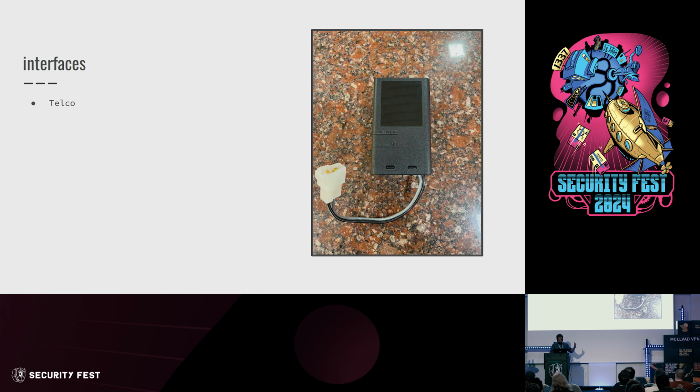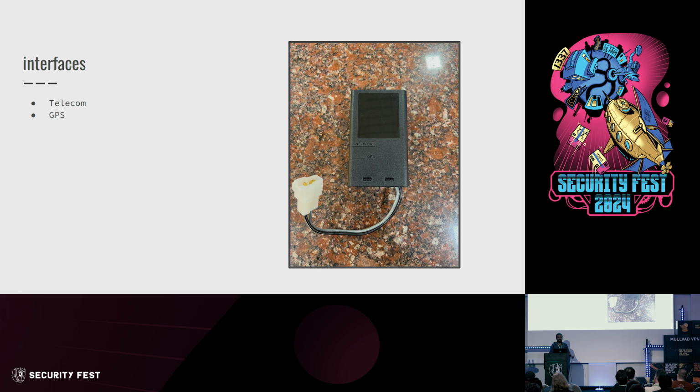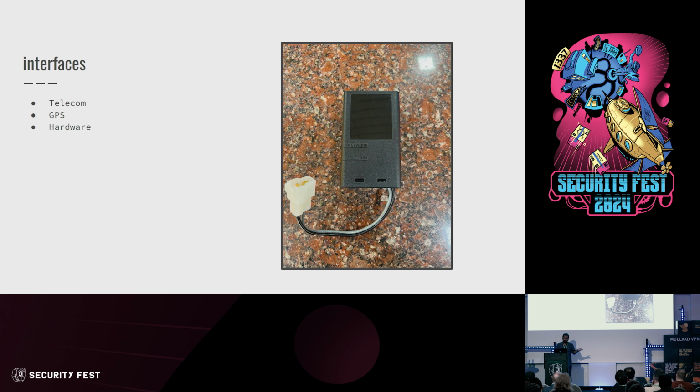Now, it has a telco chip, it has a GPS, and it has hardware, because it's a hardware tool, and radio. So these are the four interfaces which we are going to look at and focus on while hacking into this telematics control unit. So the telecom part. Anybody who is in the telecom industry? Okay, there are some. Nice.